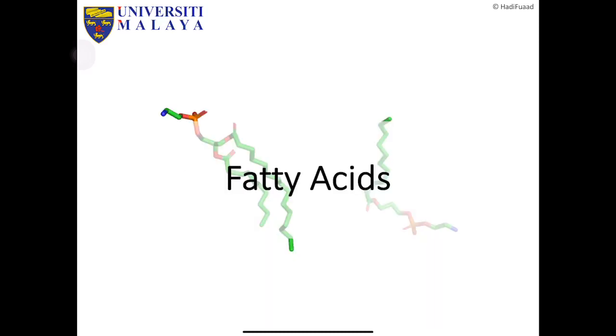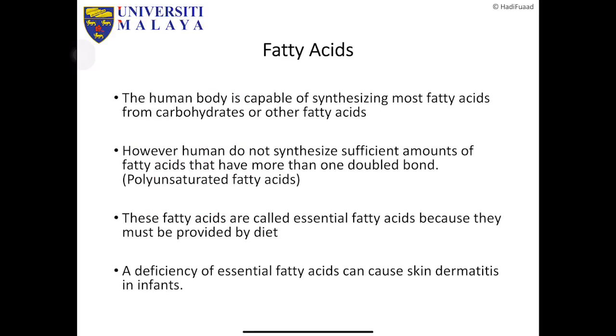So let's look at the first type of lipids, which is fatty acid. The human body is capable of synthesizing most fatty acids from carbohydrates or other fatty acids. However, humans do not synthesize a sufficient amount of fatty acids that have more than one double bond. So with fatty acids, you have a carboxylic acid group, and that's the basic structure of a fatty acid.